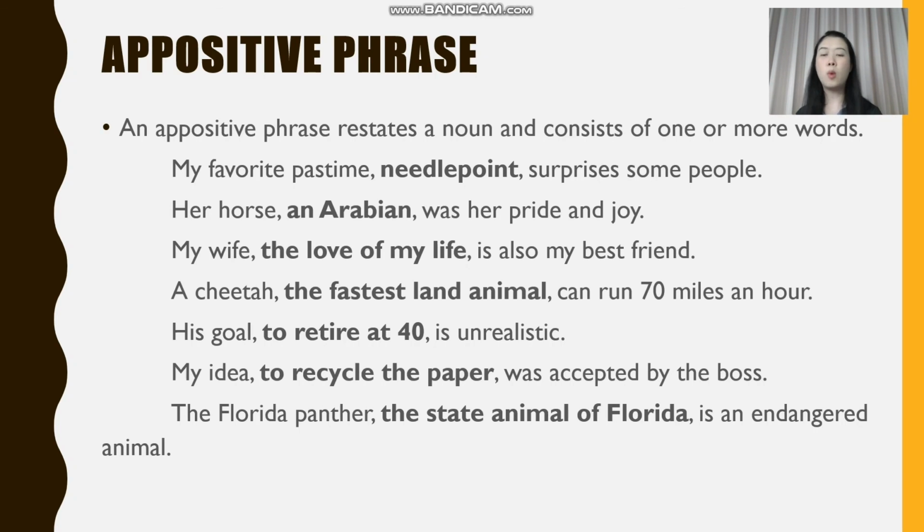Okay? My wife, the love of my life, is also my best friend. Just to restate the wife. A cheetah, the fastest land animal, can run 70 miles an hour. That is to restate, right? To emphasize once again. His goal, to retire at 40, is unrealistic. My idea, to recycle the paper, was accepted by the boss. The Florida panther, the state animal of Florida, is an endangered animal.